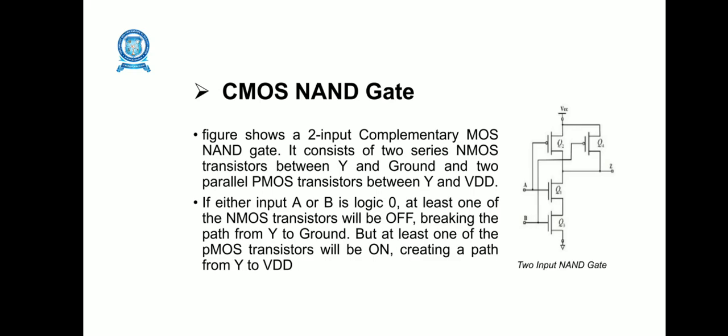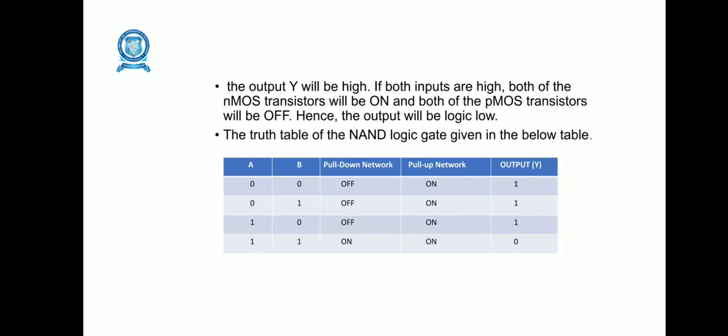And the CMOS NAND gate. In this diagram you can see the two input complementary MOS NAND gate. It consists of two series NMOS transistors between Y and ground, and two parallel PMOS transistors between Y and VDD. If either input A or B is logic 0, at least one of the NMOS transistors will be off, breaking the path from Y to ground, but at least one of the PMOS transistors will be on, creating a path from Y to VDD. The output Y will be low if both inputs are high, since both of the NMOS transistors will be on and both of the PMOS transistors will be off. Hence the output will be logically low.